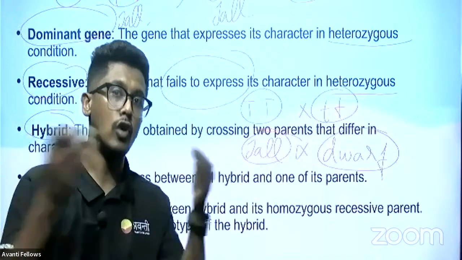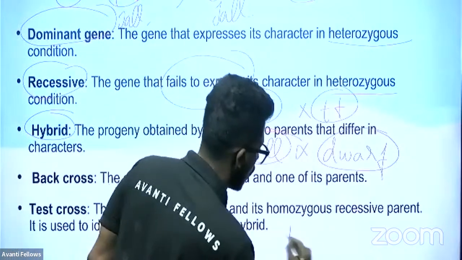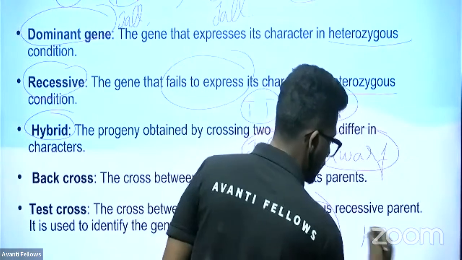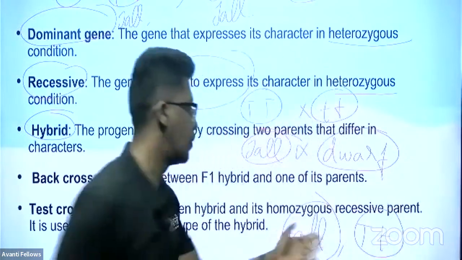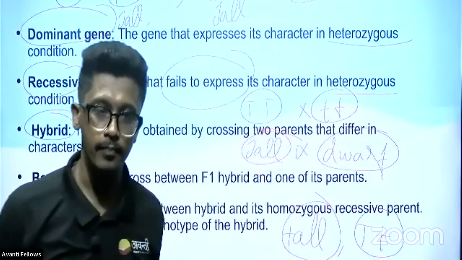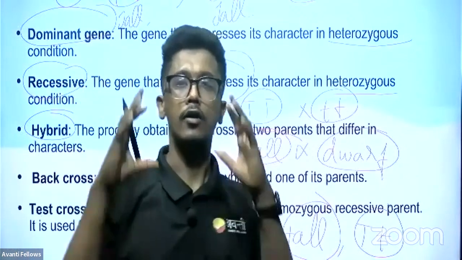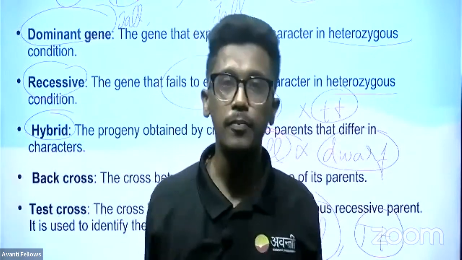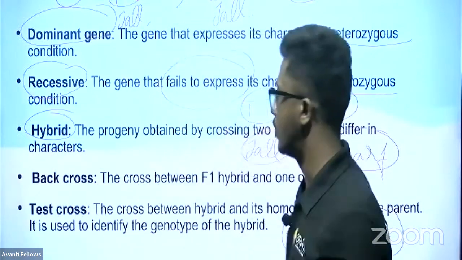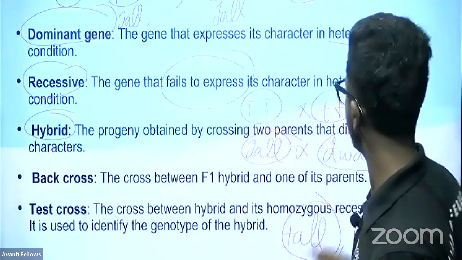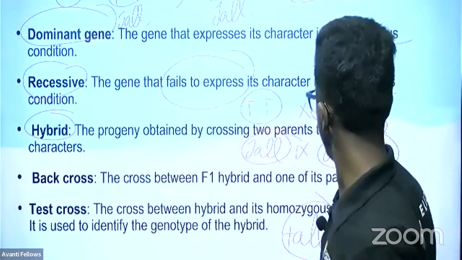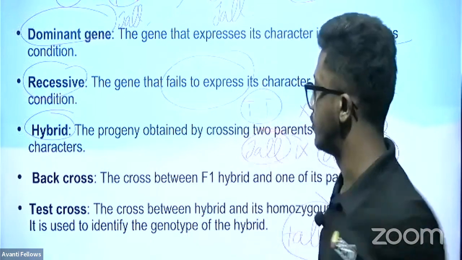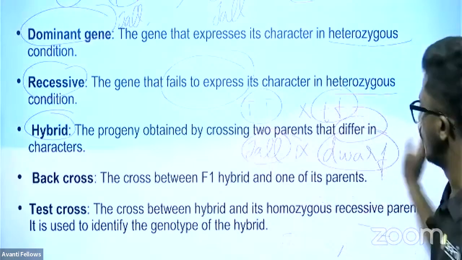Now I cross them. When I cross them, I get all tall plants. But if I look at the genetics of this tall plant, all of them have capital T and small t. When I take two different parents and conduct a cross, the resulting offsprings are called hybrids. So they have the characteristics of two different parents. For example, capital T and small t is a hybrid. So this is about what is a hybrid.